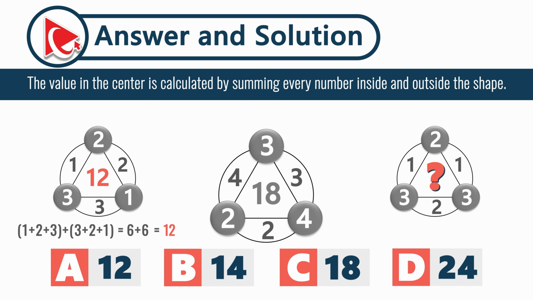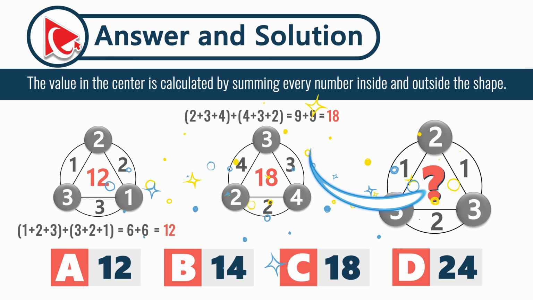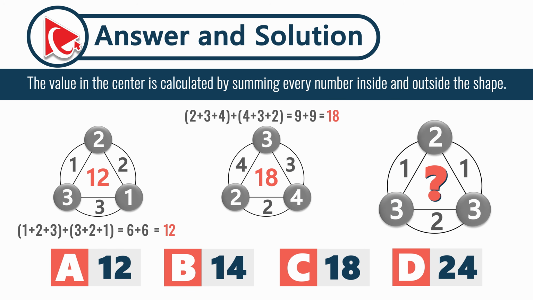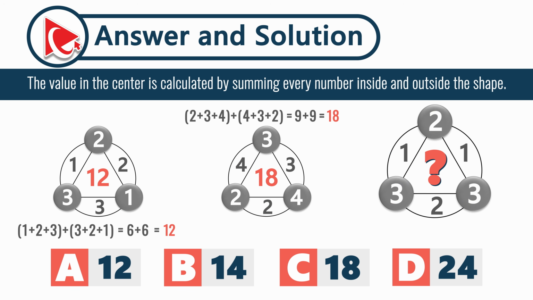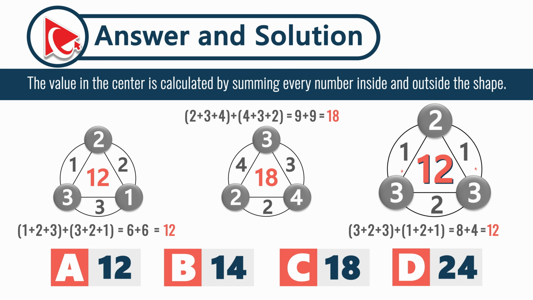If we look at the second shape, 2 plus 3 plus 4 plus 4 plus 3 plus 2 equals 9 plus 9 and equals 18. And now it's the magic moment to calculate the missing number. Take a close look at the third shape. 3 plus 2 plus 3 plus 1 plus 2 plus 1 equals 8 plus 4 and equals 12. And the correct answer here is choice A, 12.